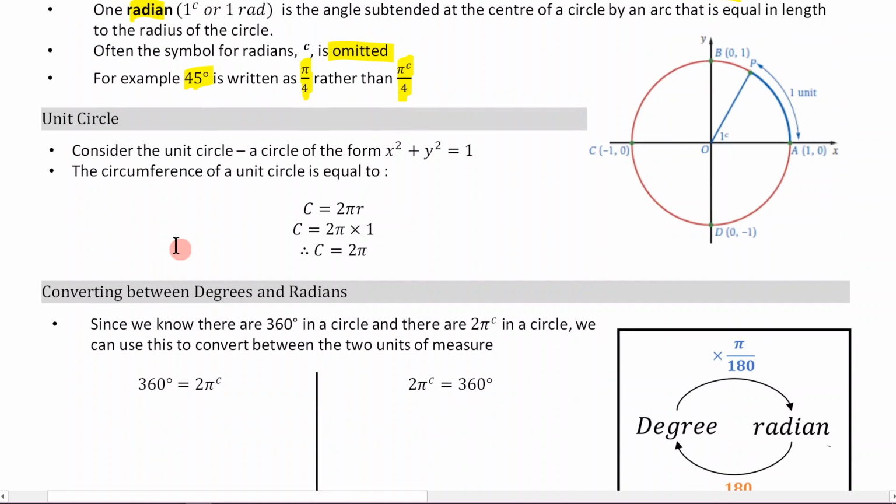Okay, let's now talk about the unit circle. So consider the unit circle, a circle of the form x squared plus y squared equals 1. What that means is it is a circle with a radius of 1. And as you can see, we have drawn in 1 radian. So this length right here is r, and because that's 1, they've written 1 there. And because we know the circumference of the unit circle is C equals 2 pi r, and r is equal to 1, we can say that the circumference is equal to 2 pi.